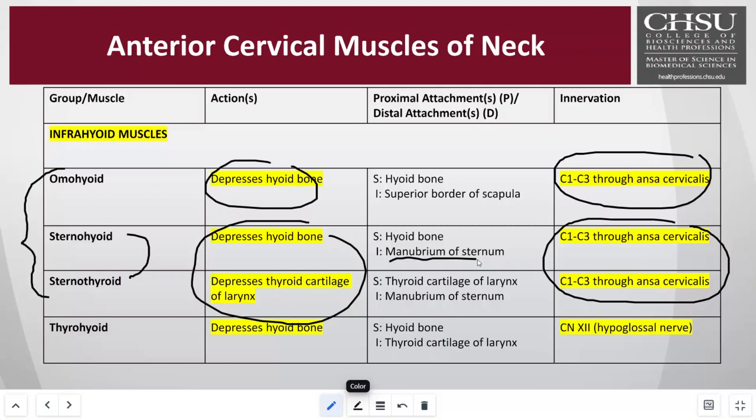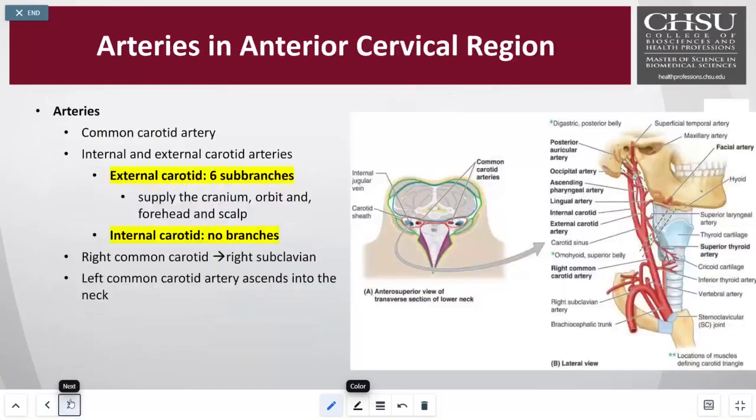So again, C1, 2, and 3 are for omohyoid, sternohyoid, and sternothyroid. And hypoglossal, cranial nerve number 12, is for the thyrohyoid. Okay? So those are your 7/8 key muscles of the hyoid bone. You know those. And then going from there, there's going to be the anterior subdivisions of the blood supply.